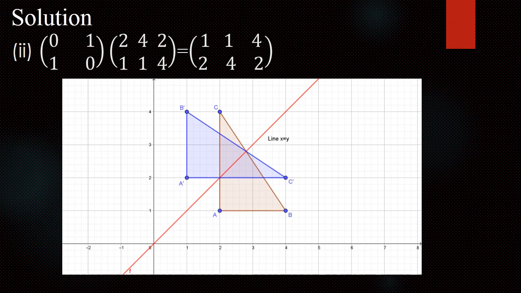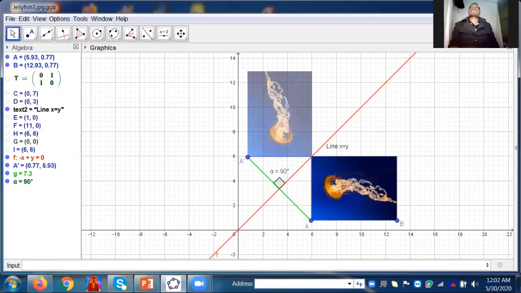Next, we have the matrix 0, 1, 1, 0. When we pre-multiply that with the object 2, 1, 4, 1, 2, 4, we get the image as 1, 2, 1, 4, and 4, 2. And we can see that on the figure below. The matrix 0, 1, 1, 0 is also a matrix of reflection on the line x equals y.